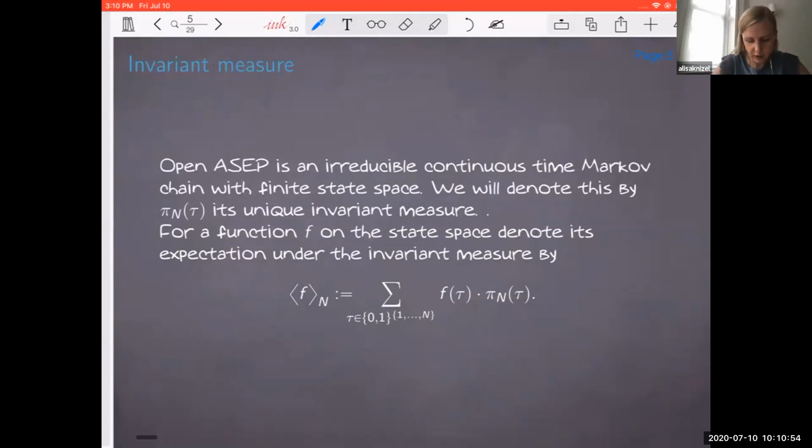ASAP is a continuous time Markov chain, and we will denote the unique invariant measure by pi_nu of tau, where tau are the occupation variables. So tau_i, where i is the site, is equal to 1 or 0, depending on whether there is a particle present or there is no particle. And I'll also introduce a notation for any function f on the state space: with these brackets, the expected value of f is just this definition written here.